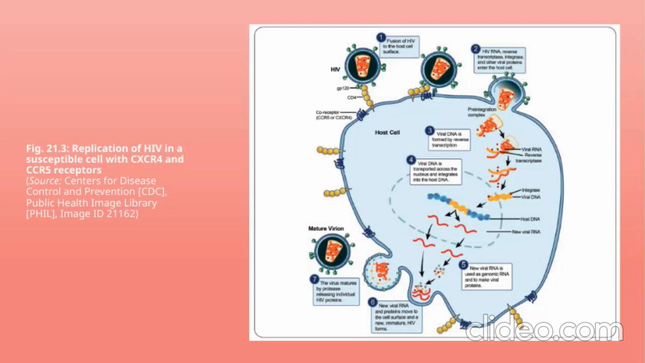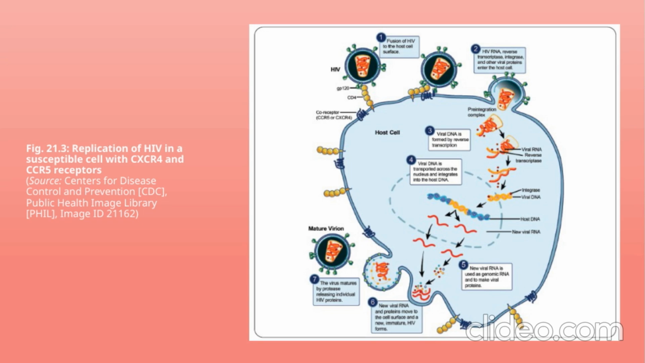Now, let's take a closer look at Figure 21.3, which illustrates how HIV replicates in a susceptible cell. As you can see, this process involves the virus binding to specific receptors on the cell surface, namely CXCR4 and CCR5. These receptors act like entry points, allowing the virus to attach and fuse with the cell membrane. Once inside, HIV hijacks the cell's machinery to replicate itself, producing new viral particles.